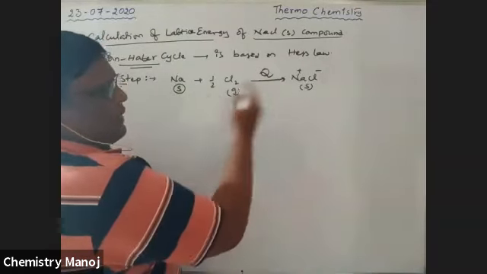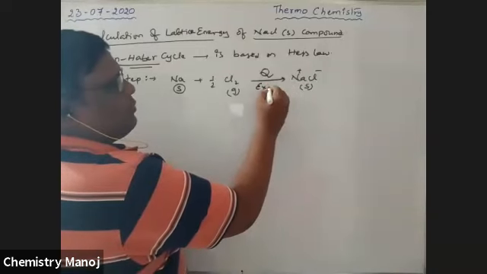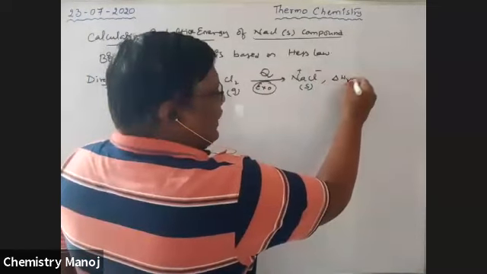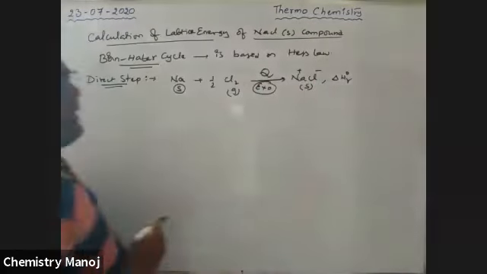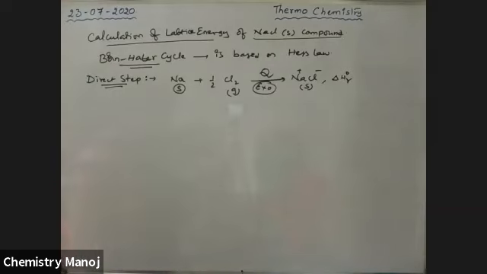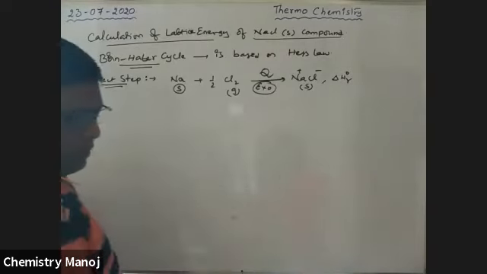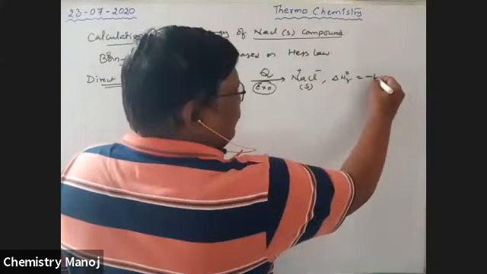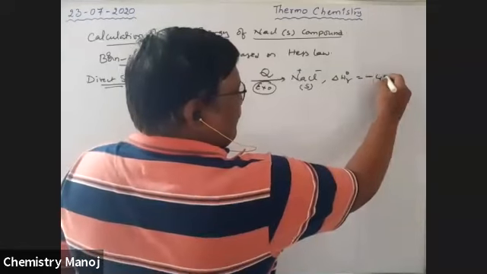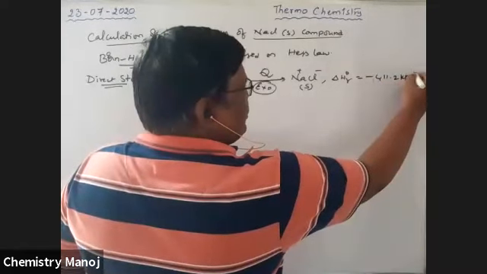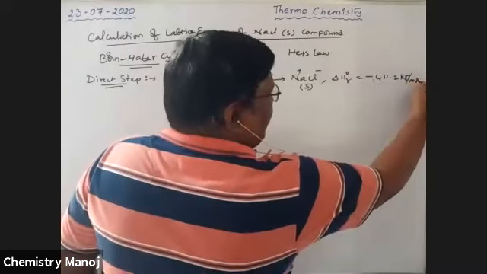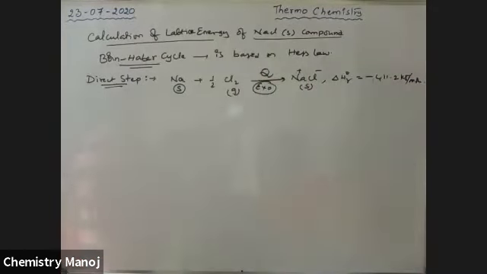So it is an exothermic process. The heat energy is the standard enthalpy of reaction. The energy for this process is minus 411.2 kilojoule per mole. Please try to remember this value, it is very, very important.